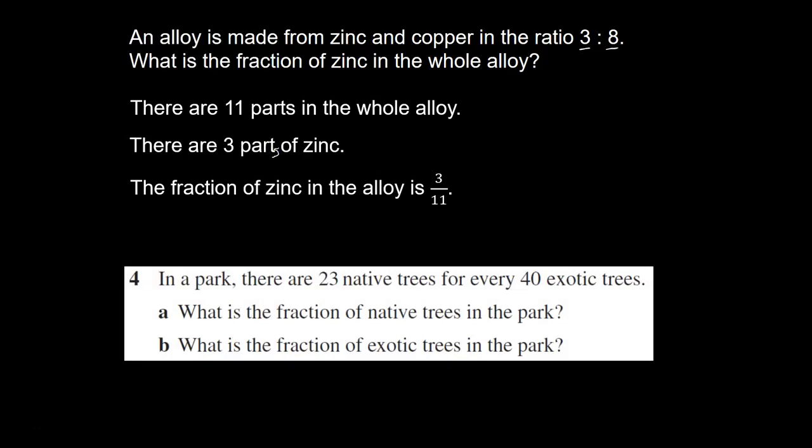Pause the video while you have a go at question 4. I'll go through question 4 quickly with you here. So, total number of parts, we've got 63 parts altogether. The fraction of native trees in the park is 23 out of 63. The fraction of exotic trees, 40 over 63.